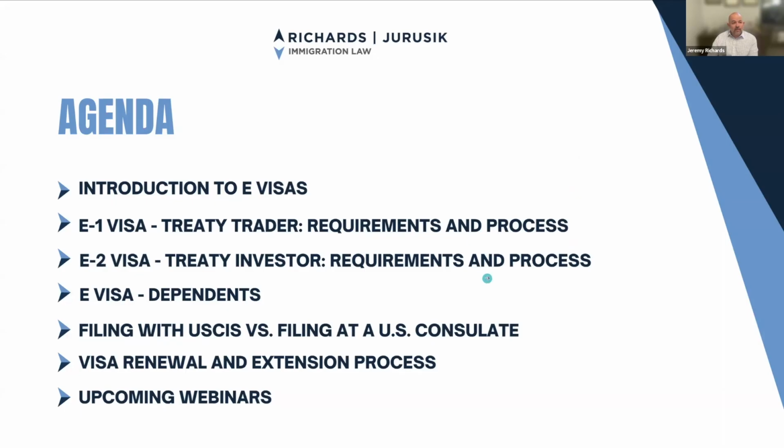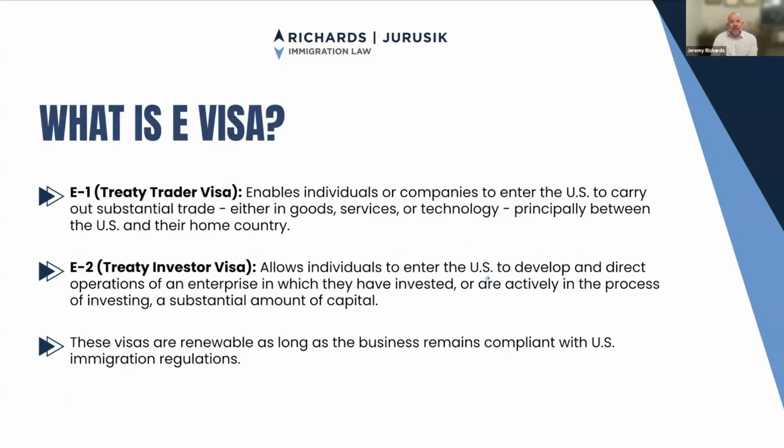So to start off, what is the E visa? The E1 visa is designated for what they call a treaty trader. A treaty trader is someone who engages in the trade of goods or services, including technology, between the United States and their home country. Here we're going to use the example of Canada. We do a lot of E visas for Canadians. So it would be a Canadian company who is providing goods or services to the US market.